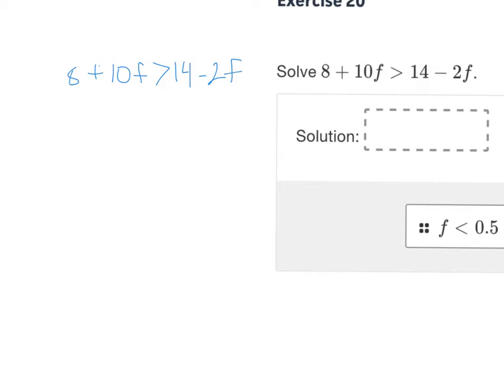In the second one, I've got 8 plus 10f is greater than 14 minus 2f. So in this one, I'm going to add 2f to both sides. That's going to give me 8 plus 12f is greater than 14. Now I'm going to get rid of this plus 8. I'm going to minus 8 from both sides. That's going to give me 12f is greater than 14 minus 8 is 6.